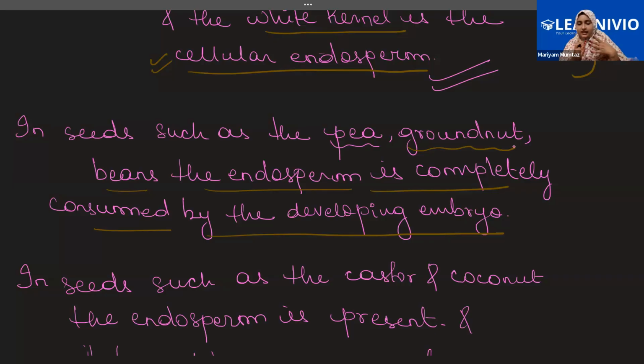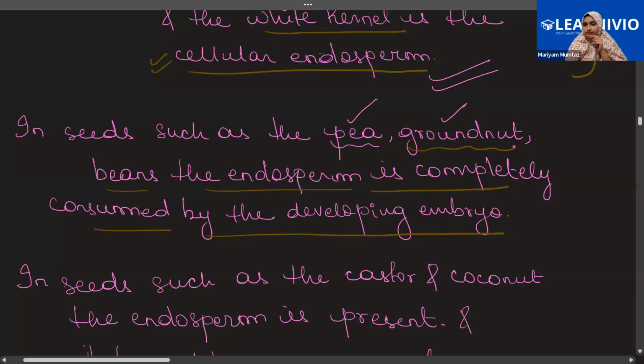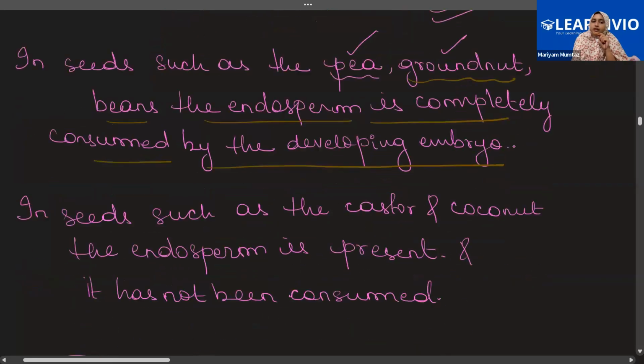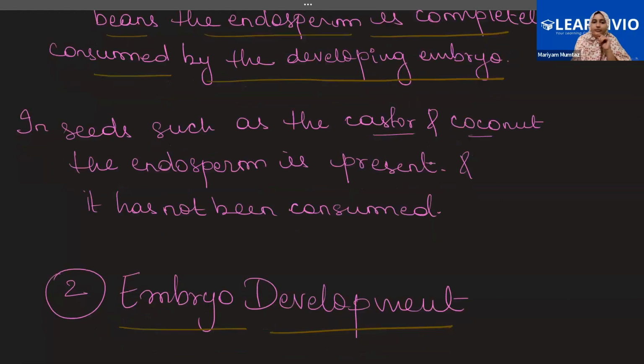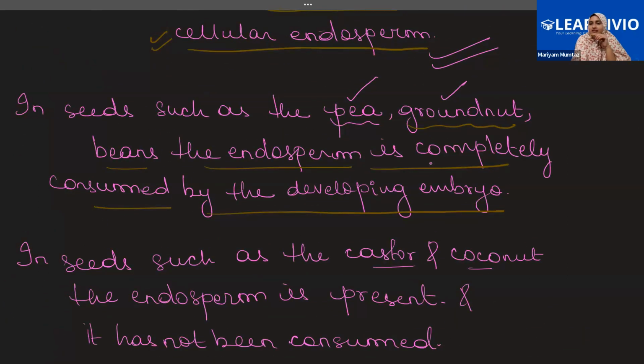Sometimes, if the embryo is growing, it can take up all the nutrition and grow, right? So in such cases, the endosperm gets completely consumed. That happens in the case of pea and groundnut. Their endosperm is consumed by their own embryo. Then in seeds such as castor and coconut, the endosperm is present. It has not been consumed. So endosperm development is clear.